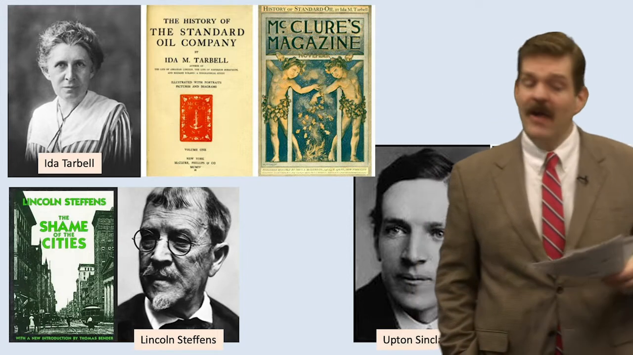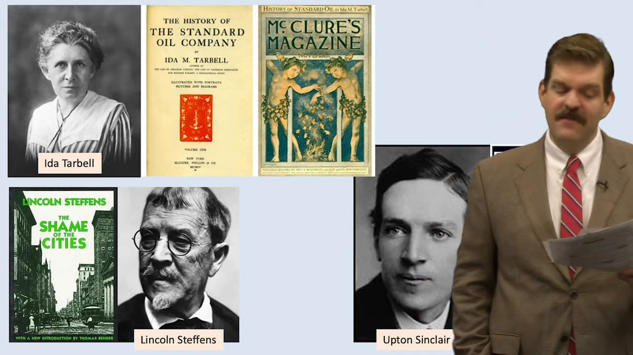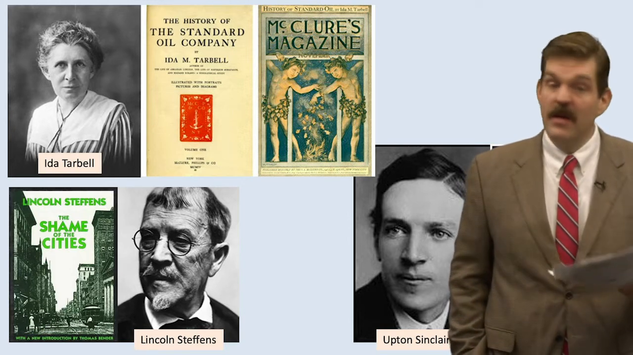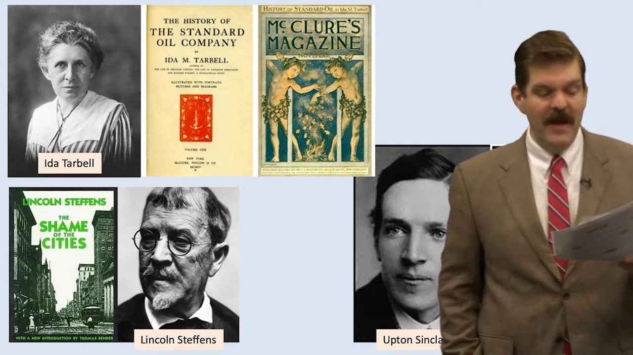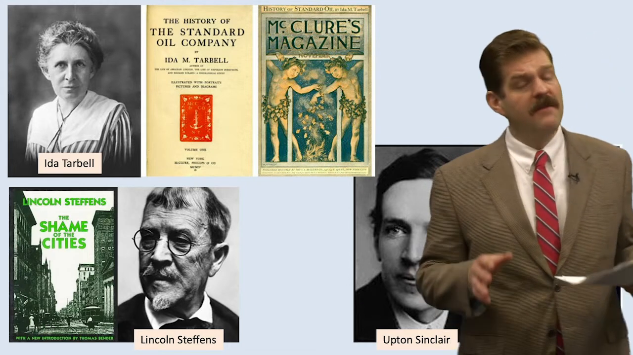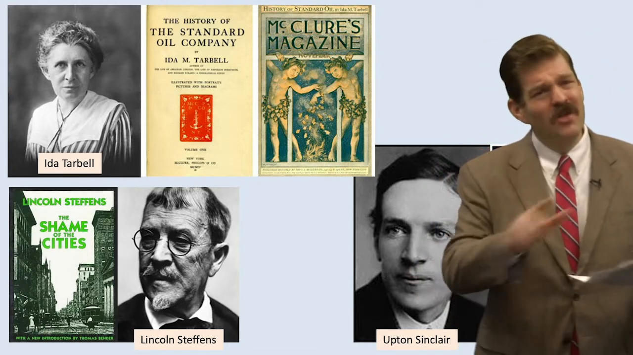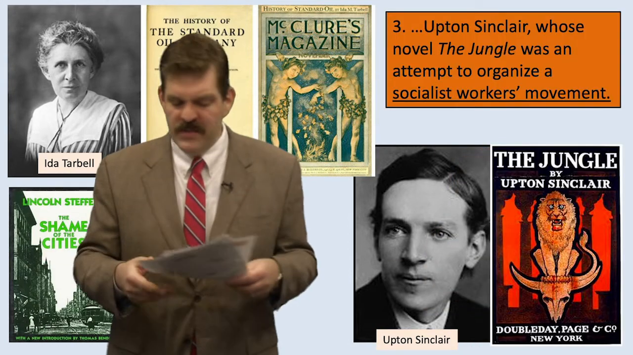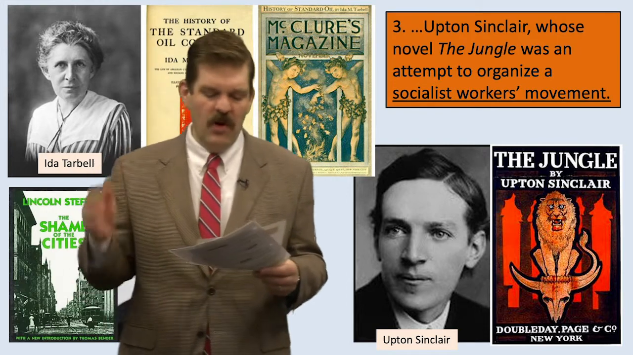McClure's also hired Ida Tarbell to expose the deceitful practices of John D. Rockefeller. Her History of the Standard Oil Company was a monthly column in McClure's magazine, also spun off into a single book. But by far the most influential novelist, not journalist, was Upton Sinclair, whose novel The Jungle was an attempt to organize socialist worker movements.